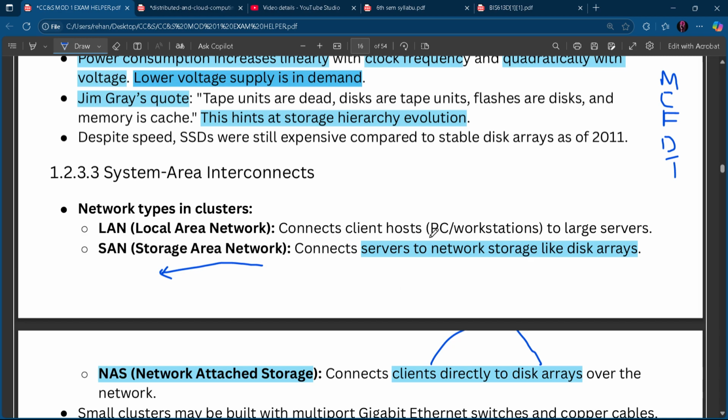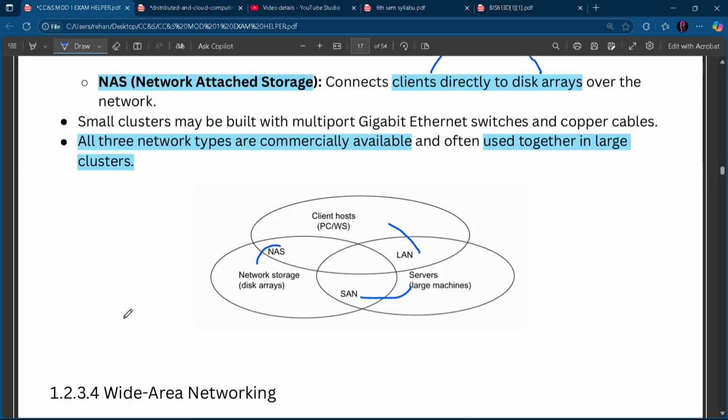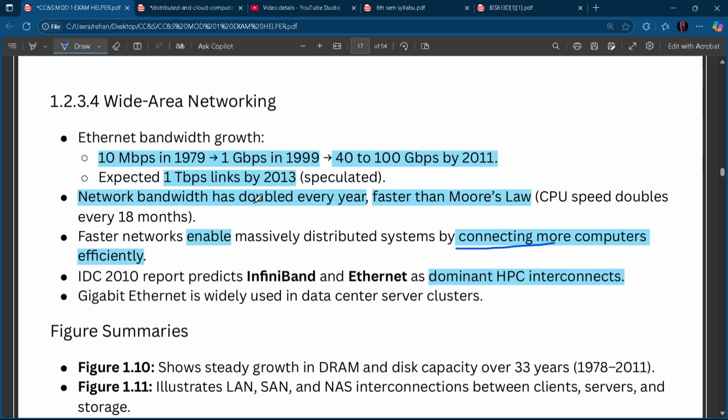So here you can see client hosts to large servers, then servers to network storage like disk arrays. So instead of going from A to B and B to C, it goes directly from A to C. It's like that. That is how these three networks are combined together. That's the diagram. And then you have wide area networking.